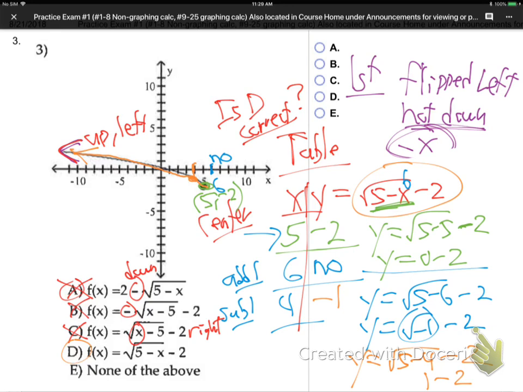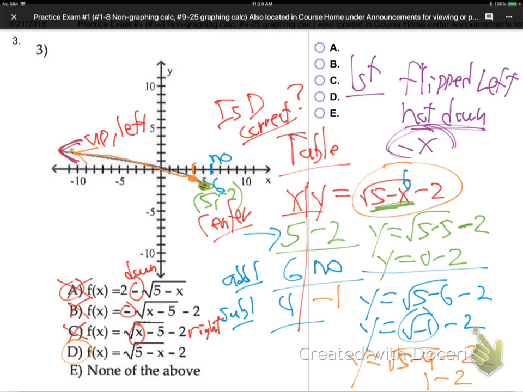So that's why you want to use both skills. Is that making sense? Use the flip stuff. I got rid of A, B, and C because they were the wrong kind of flips. And then I knew it was either D or E. Then I made a table to make sure. And this is the hardest one. I mean, it's not normally this hard. This is the hardest graph one. Good. Other questions on that one?